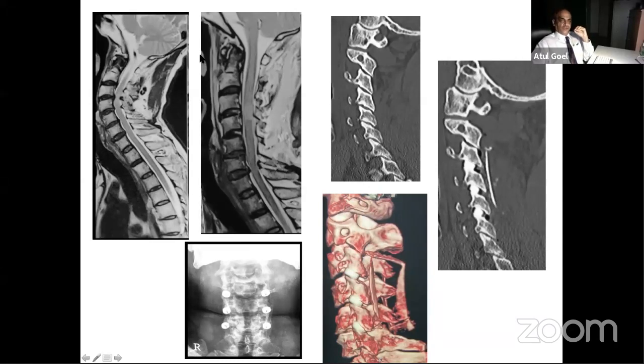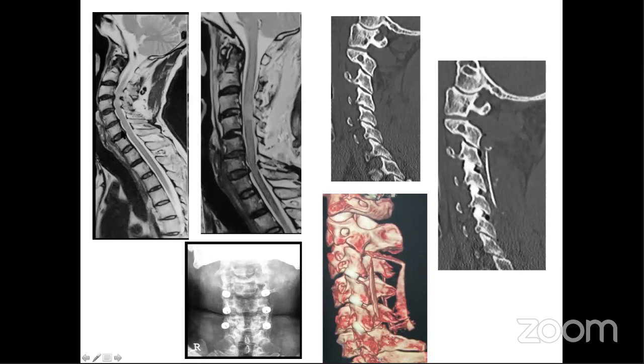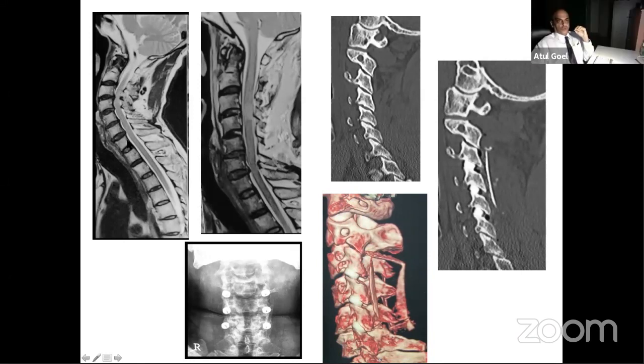This is another beautiful case for you. Please look carefully here. There are multi-level disc bulges and multi-level ligamentum flavum buckling here. The whole world will say, I will do laminectomy, or I will do laminoplasty, or some people will say, I will do multi-level corpectomy and osteotomy and all those things.